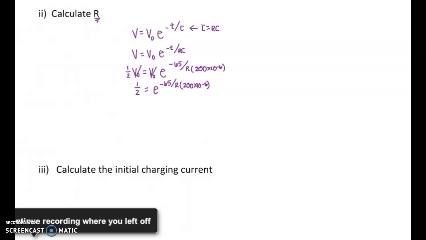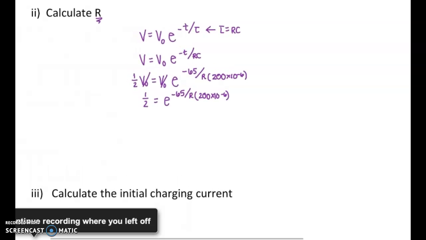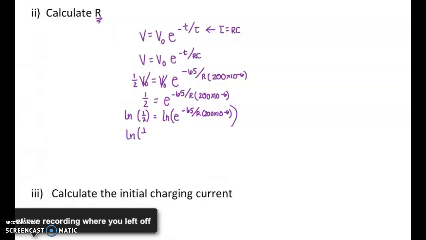To get rid of that e to the power, we're going to take the natural log of both sides. The natural log is our way of canceling out that e, which means that on our left side, we're left with natural log of 1/2, but on our right side, we're left with negative 65 over R times 200 times 10 to the negative 6th. I'm going to multiply that R up to the other side, and I'll divide by natural log.